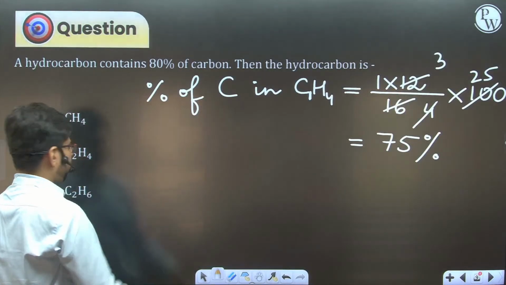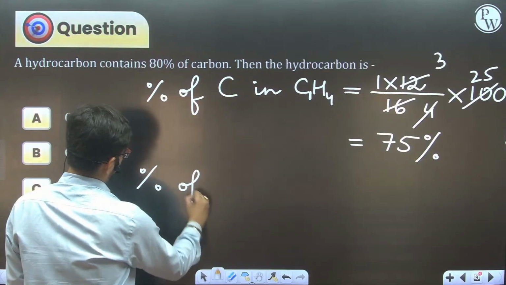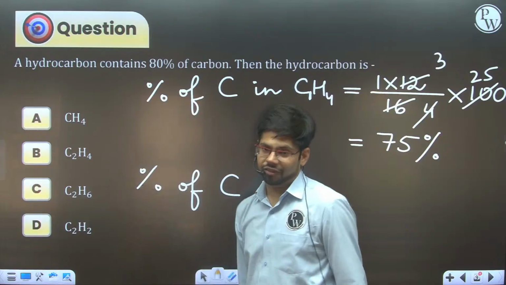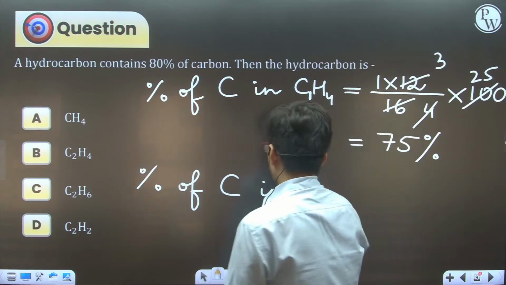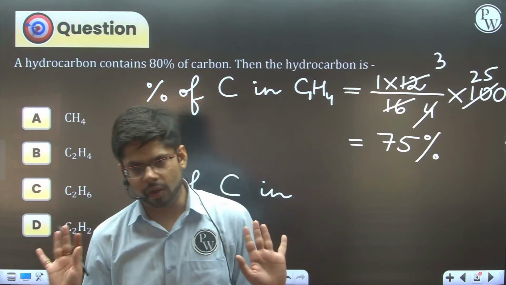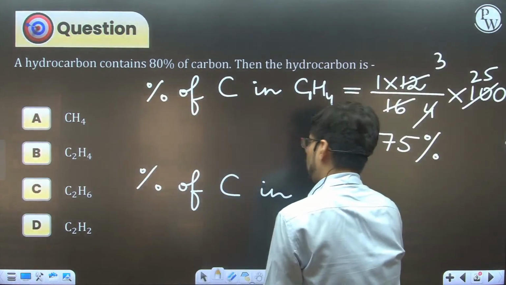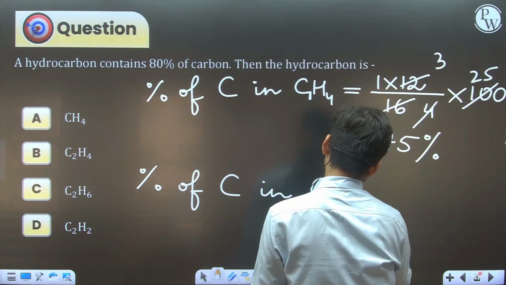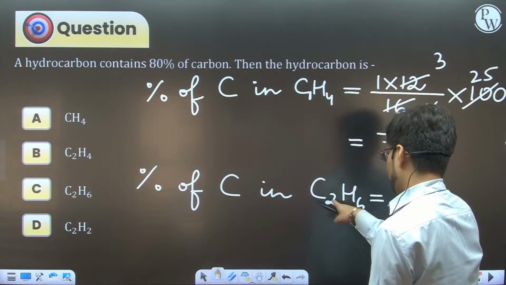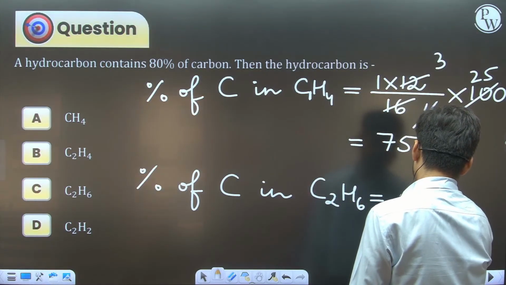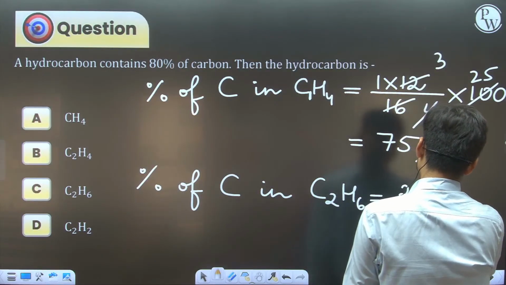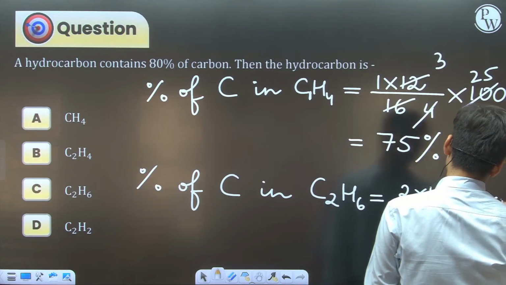In this way we can check for every option. Let's check randomly option C, and then we can get a rough idea, or we can get the complete idea if C is our answer. So let's see. For example, if I get 80 as the answer for C, I will not check B, I will not check D because only one option is correct here. So percentage of carbon in C2H6. So denominator 2 into 12 plus 6 into 1, that is 30. Molar mass is 30, and then we're talking about carbon, so 2 into 12 and then into 100.